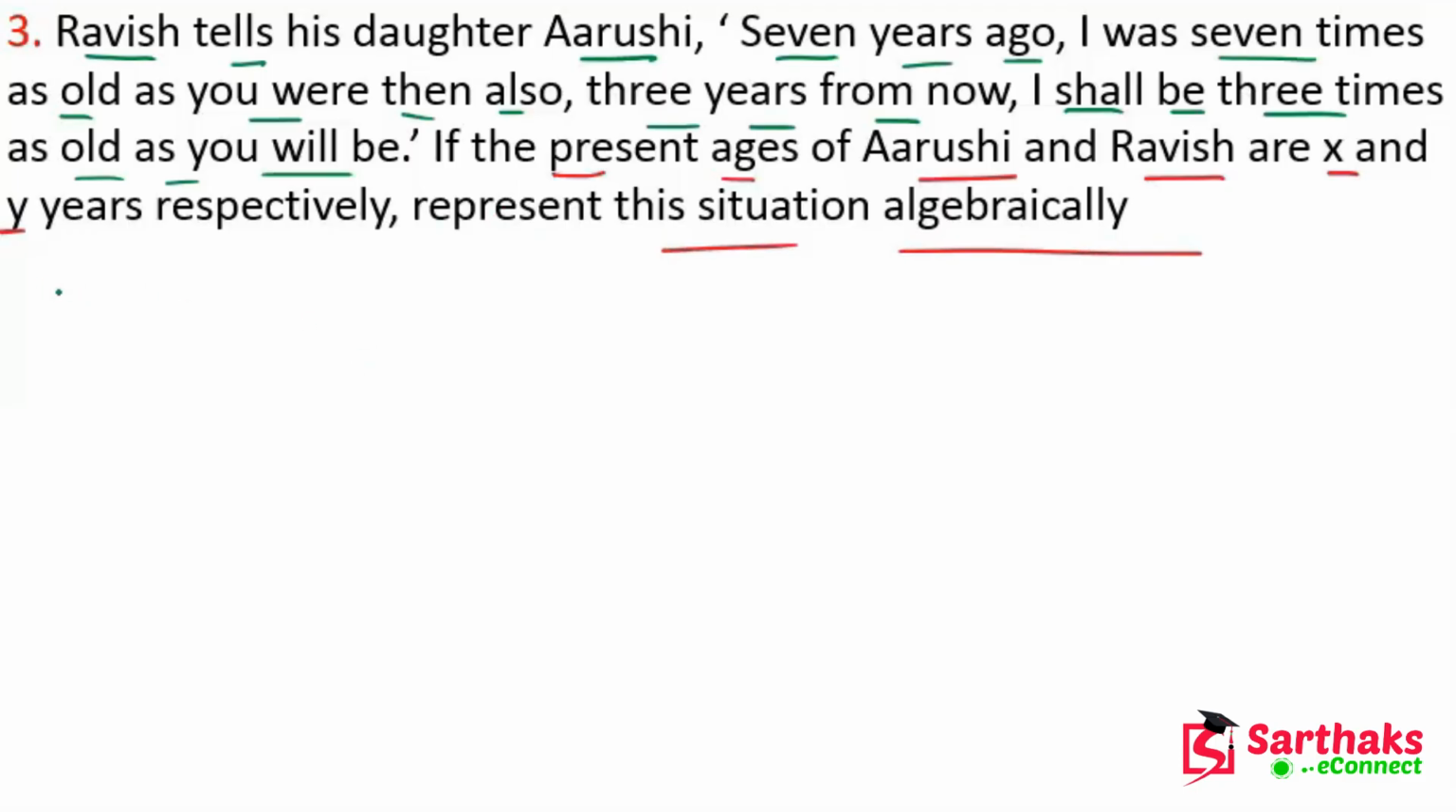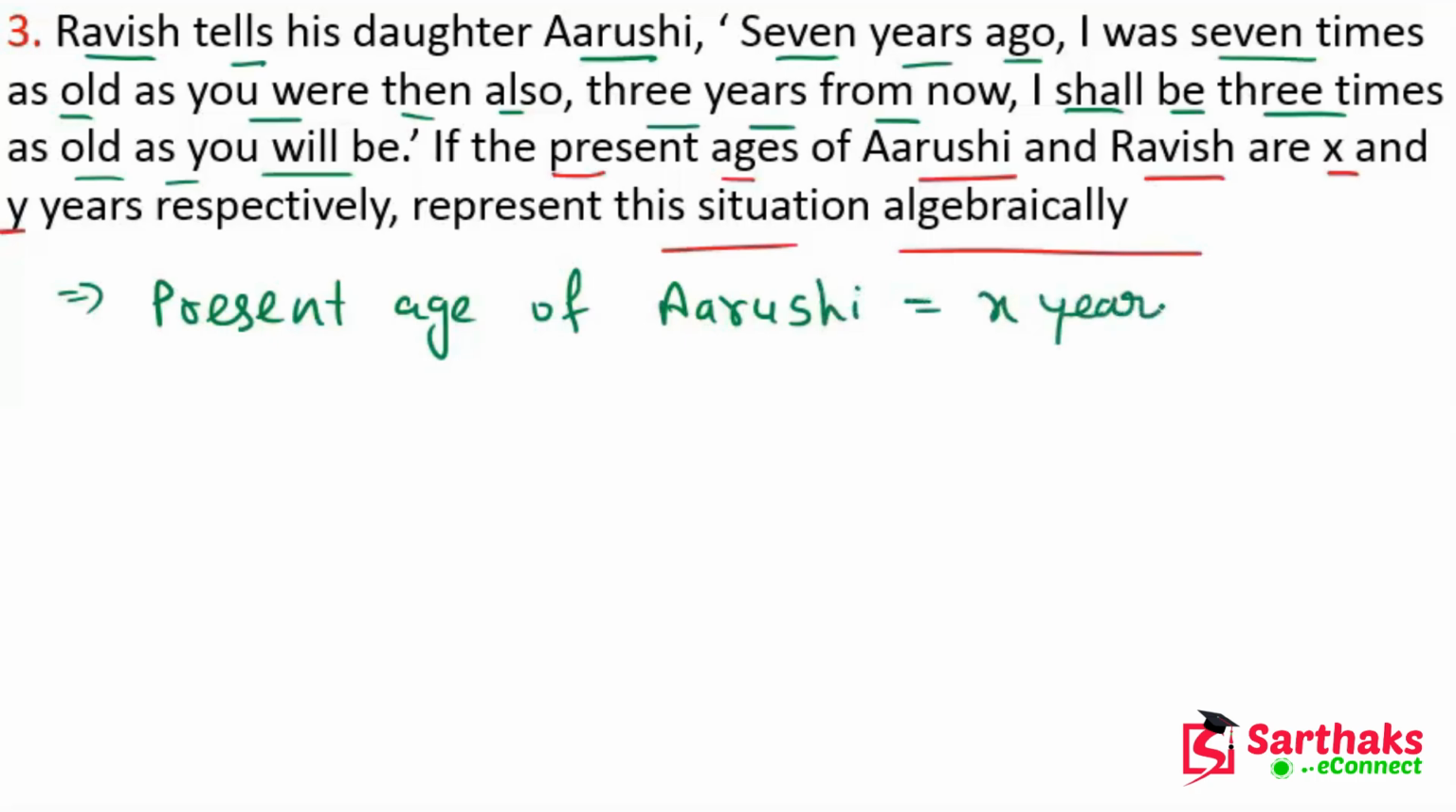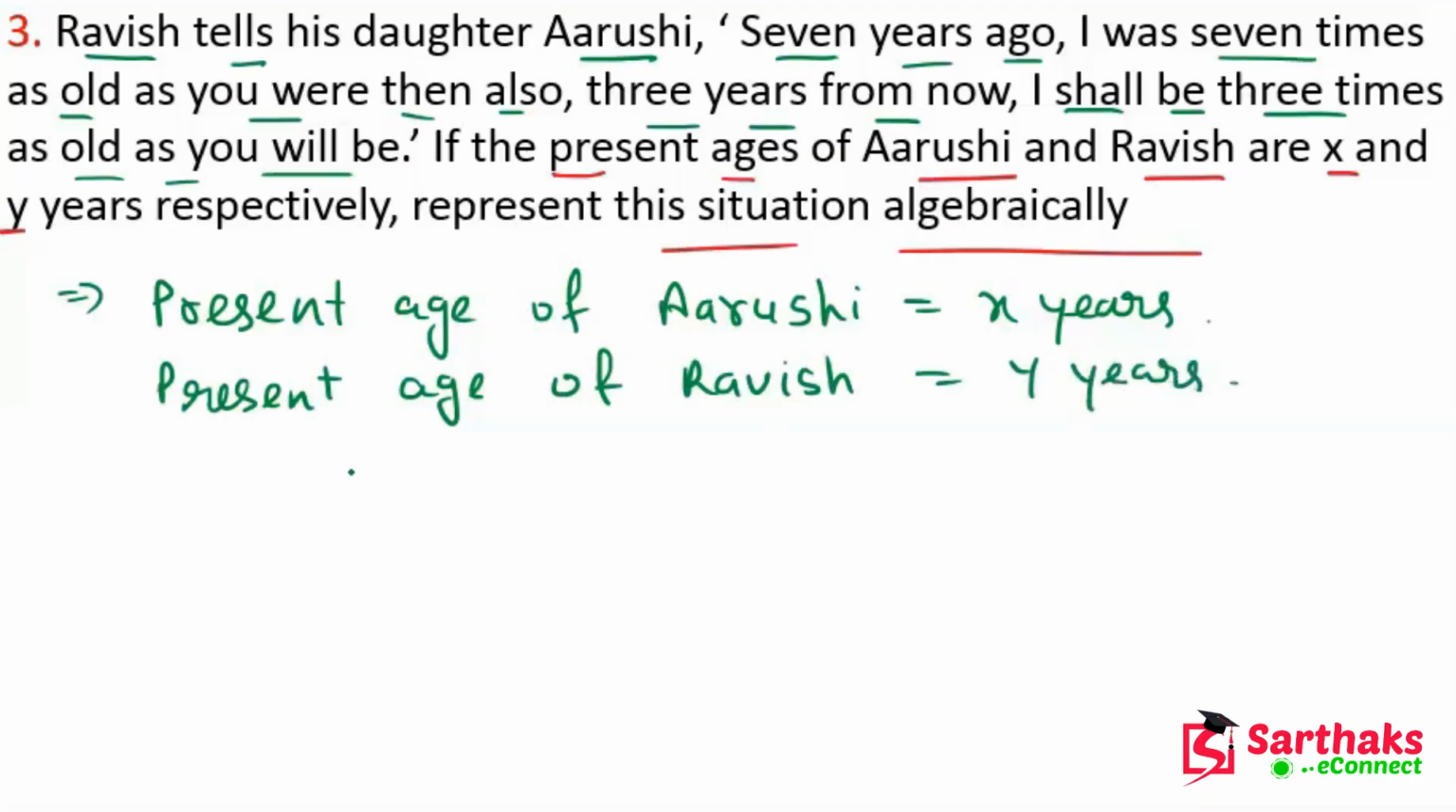So my dear friends, first of all we have to write, we know that the present age of Arushi is x years, and the present age of Ravish is y years. Okay, so according to the first statement, first of all we have to write the equation for the first condition.